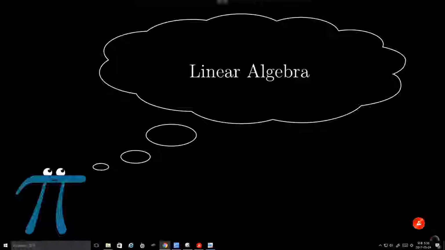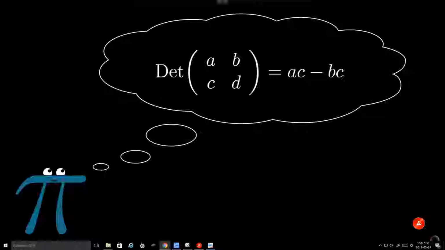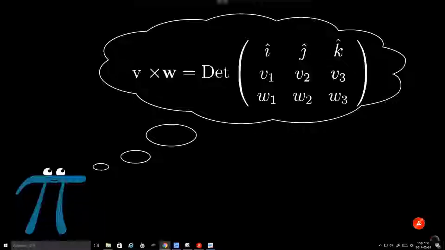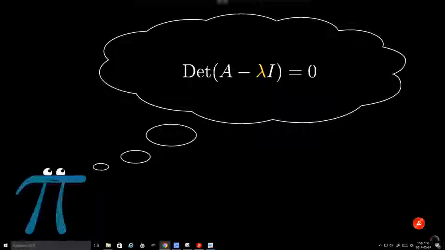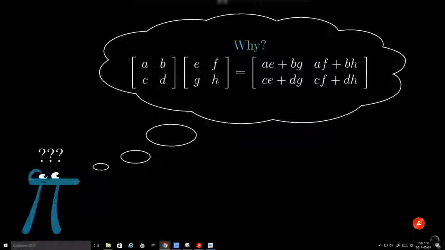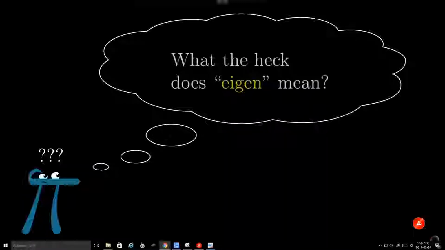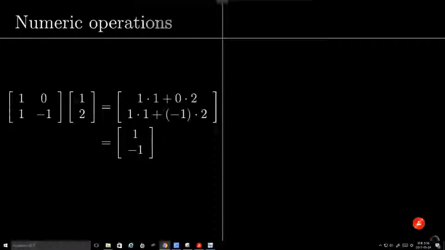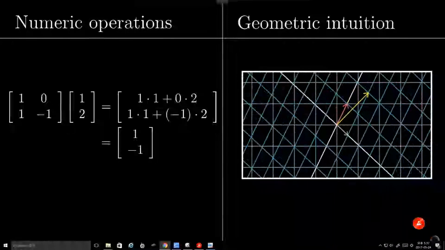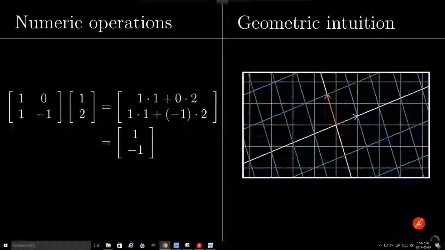A student might go through a class and learn how to compute lots of things, like matrix multiplication, or the determinant, or cross products, which use the determinant, or eigenvalues. But they might come out without really understanding why matrix multiplication is defined the way that it is, why the cross product has anything to do with the determinant, or what an eigenvalue really represents. Oftentimes, students end up well practiced in the numerical operations of matrices, but are only vaguely aware of the geometric intuitions underlying it all.